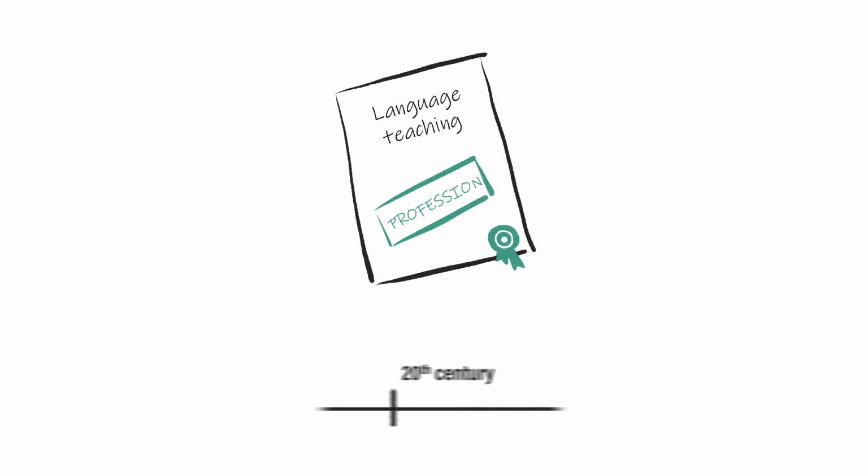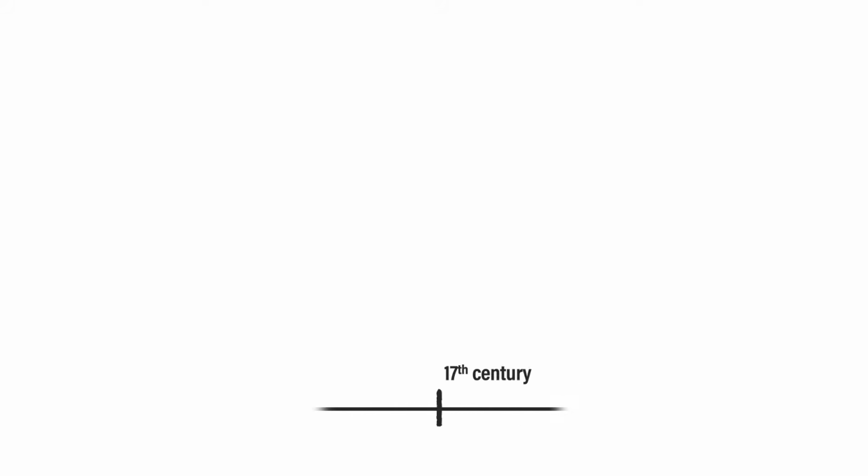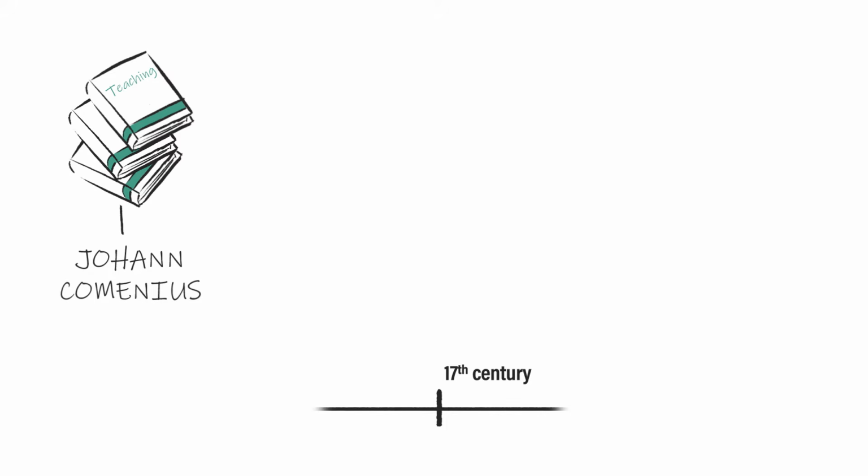First, language teaching became established as a profession in the 20th century. Ever since, several methods have been proposed, and each one tried to be more effective and theoretically sound. Before the 20th century, a key influence in language teaching was that of Johann Comenius, a Czech scholar and teacher who published books on teaching in the 17th century.